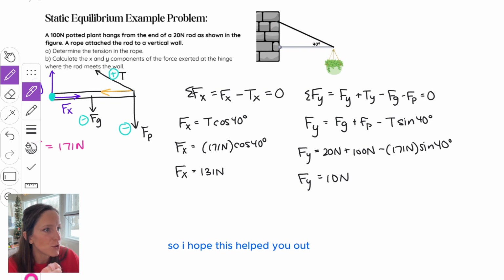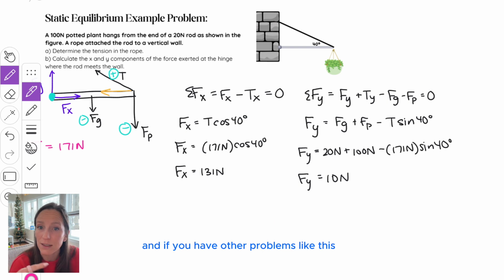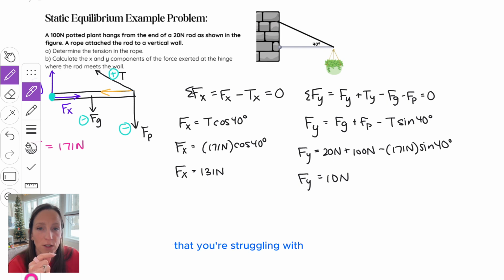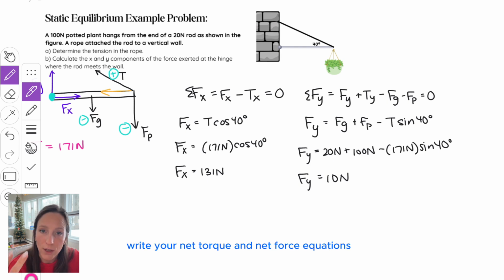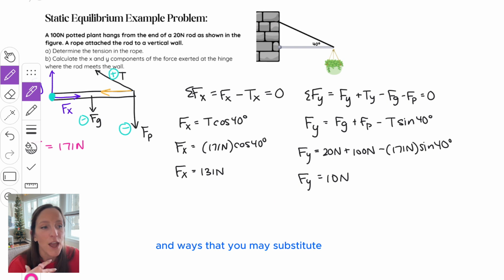So I hope this helped you out. And if you have other problems like this, like static equilibrium problems that you're struggling with, remember to follow through on that process. So draw your force diagram, choose your pivot point, write your net torque and net force equations, and look for unknowns to solve and ways that you may substitute within those equations.